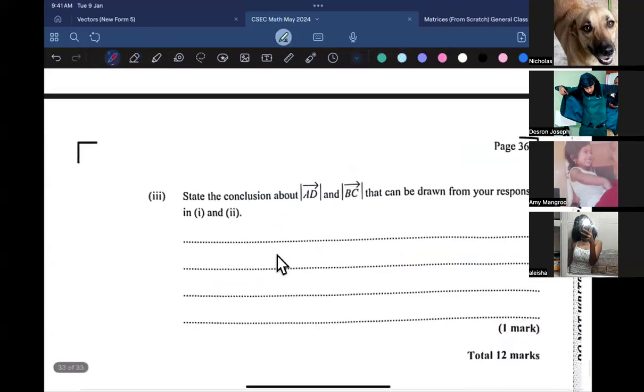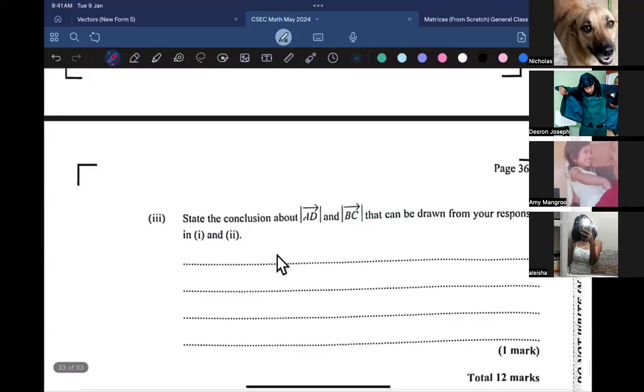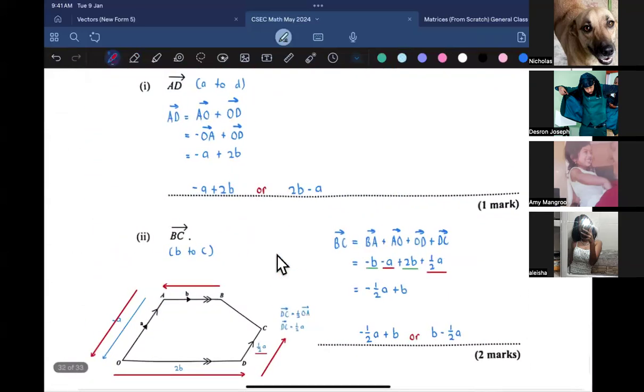So they want you to state the conclusion about A to D and B to C that can be drawn from your responses in one and two. All right. So tell me, Desron, what was A to D? A to D is minus A plus 2B. And remind me, what was B to C? It is minus a half A plus B. Okay. Now I'm gonna draw it on the diagram.